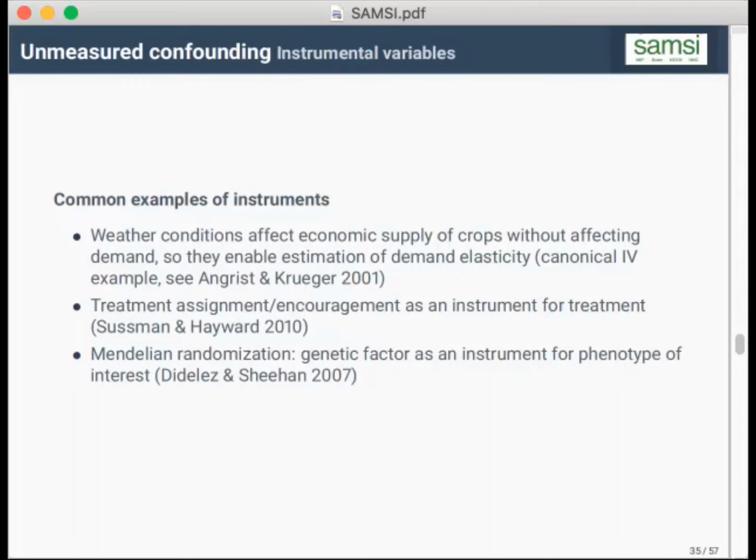And then the effect of a phenotype on an outcome might be confounded, for example, by shared environmental determinants of the phenotype and the outcome. But a SNP, a single nucleotide polymorphism associated with the phenotype, can be thought of as having been randomized during recombination of parental DNA at conception and is unlikely to be associated with any non-genetic outcome except through the phenotype. And this is a use of instrumental variables known as Mendelian randomization.